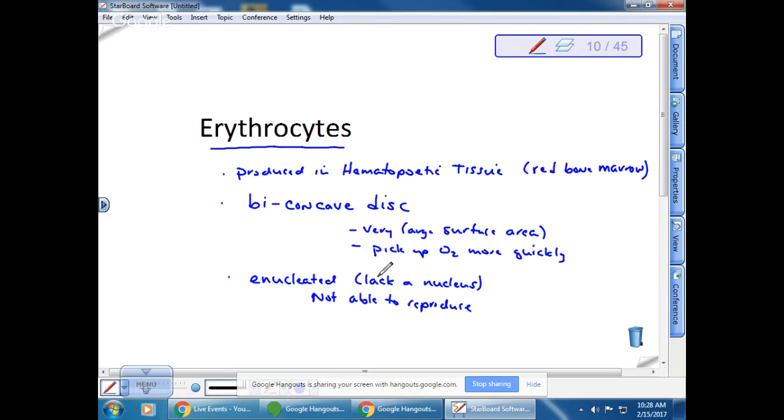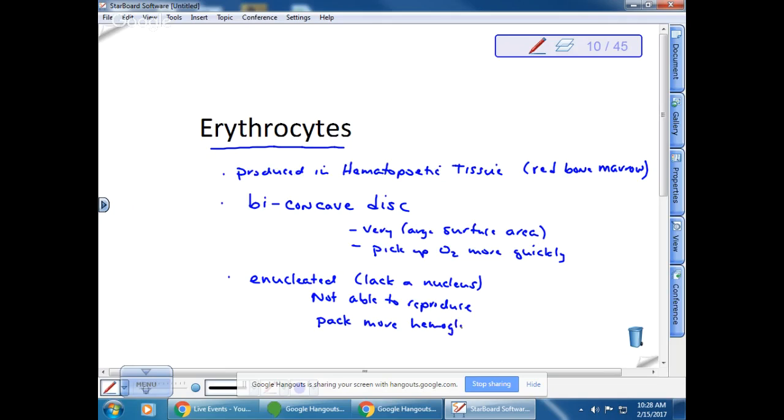And the reason why they lack a nucleus is believed to be that therefore they can pack more hemoglobin into the red blood cell. Okay, so they're actually able to pack more hemoglobin. Do they have other organelles? Not really. They're just essentially filled with hemoglobin.